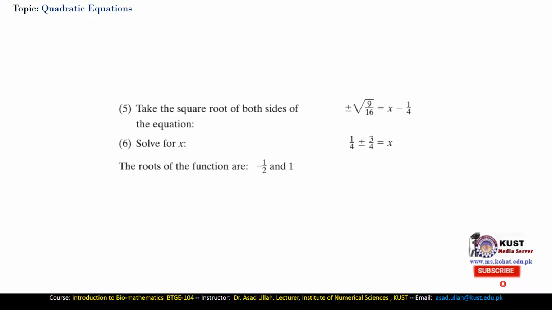Now to find the solution of the given quadratic equation, we take the square root on both sides, which gives x minus 1 over 4 is equal to plus minus square root of 9 by 16. Now shifting minus 1 over 4 to the right side and taking the square root, we get 1 over 4 plus minus 3 by 4 is equal to x. First we add these two terms, we get 1. And after subtracting, we get minus 1 over 2. So the two roots of the given quadratic equation are minus 1 over 2 and 1.